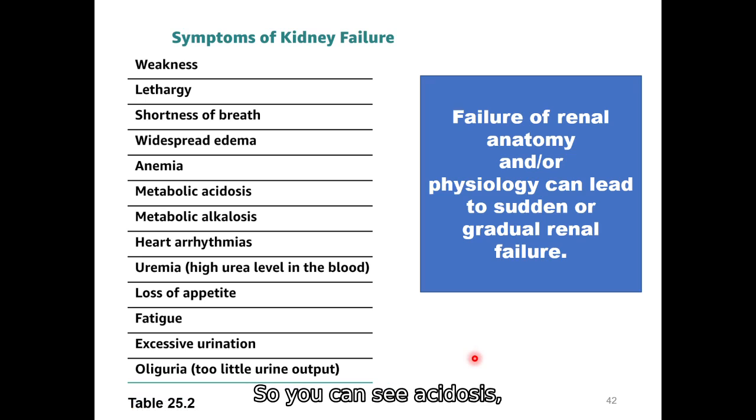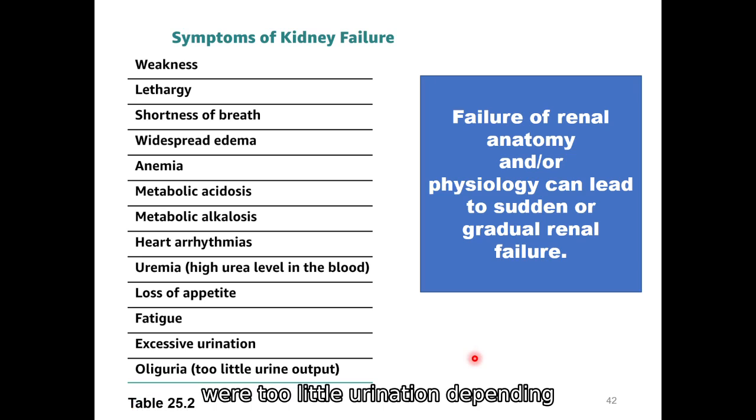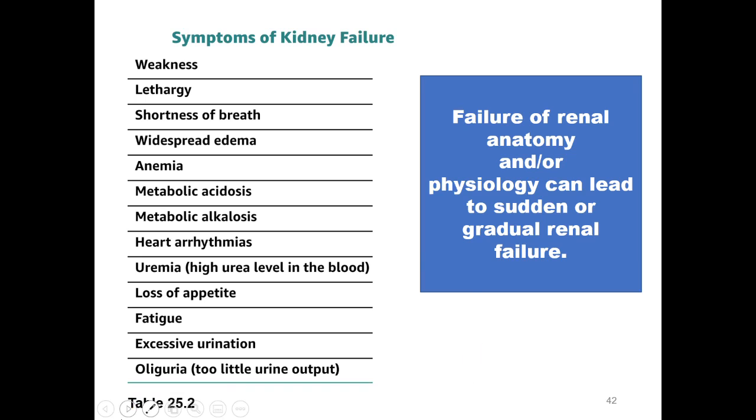We'll talk about acid-base balance. You can see acidosis, alkalosis. Electrolyte imbalances, we're going to see arrhythmias. You're going to see urea in the blood because they're not doing their job. And you can either have excessive urination or too little urination, depending upon the cause of renal failure.